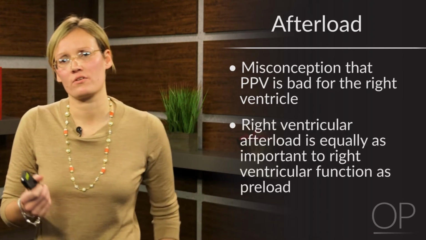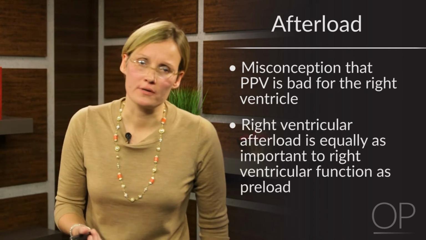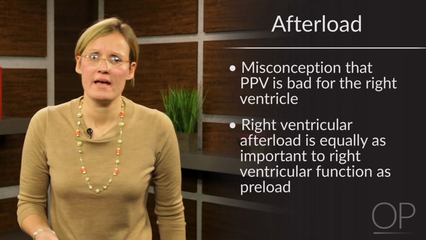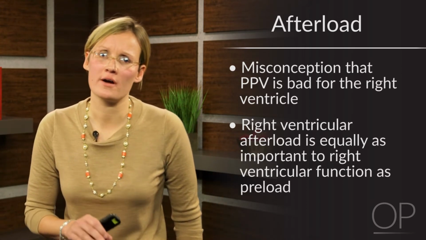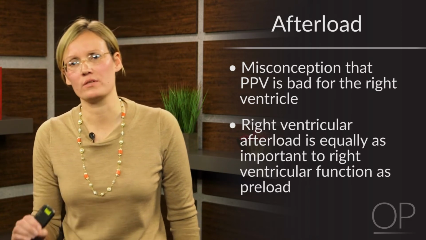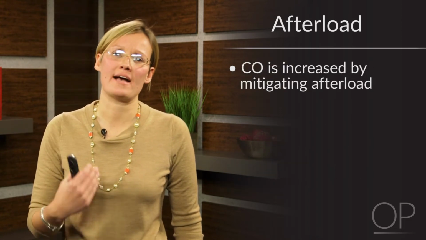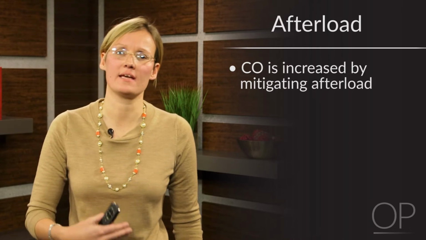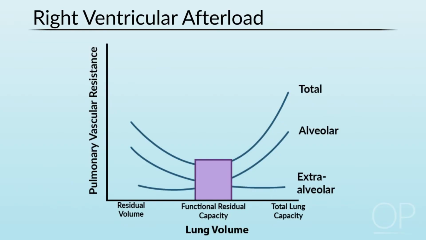I just want to be careful, though, to articulate that right ventricular afterload is equally important in right ventricular function. If you recall where we started this lecture, we talked about the components of cardiac function, and we talked specifically about preload and afterload, and how you could actually increase cardiac output if you mitigated afterload. What this essentially shows is that overall, in the lung, if you're too atelectatic or you're too overdistended, you're likely to have elevated pulmonary vascular resistance.